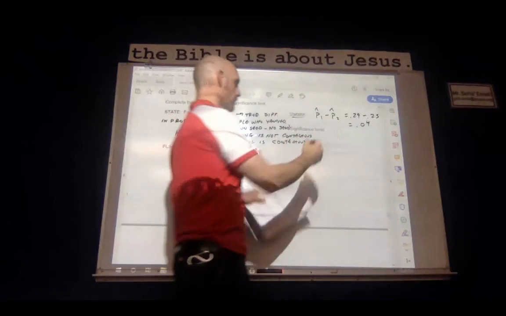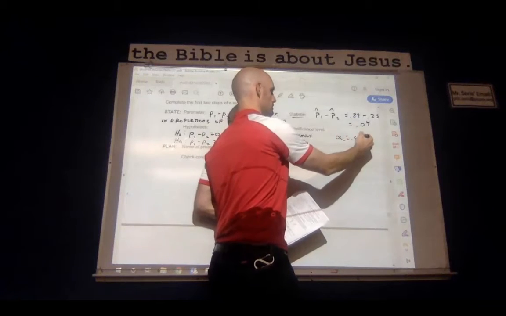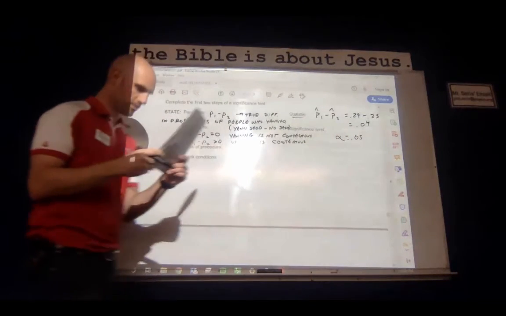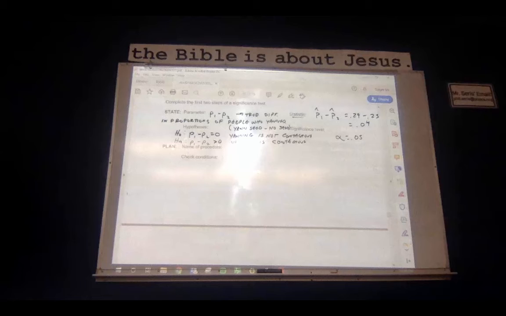Our significance level, what did we set it at? 0.05. And you guys like to say that fish equals 0.05. What's that symbol? Alpha.